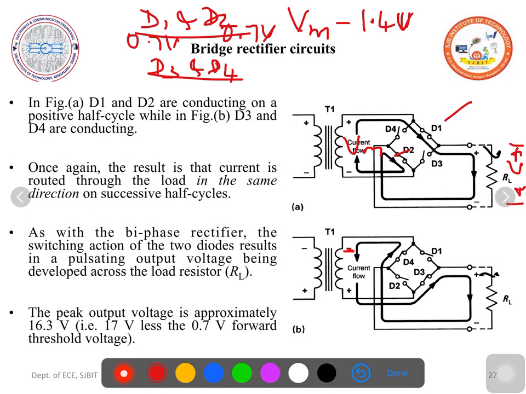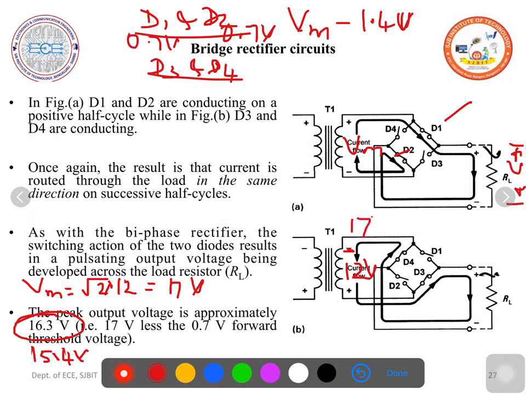Here this is wrong, 16.3, actually this is 15.4 volts. Here we have considered 12 volts as the secondary voltage. It is the root mean square value. Then the peak value or the maximum value will be root 2 into 12 volts. So approximately it comes around 17 volts.